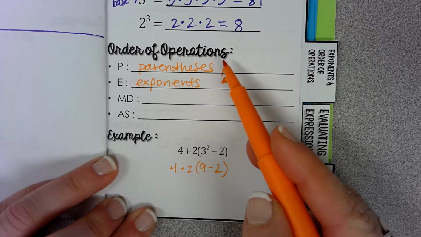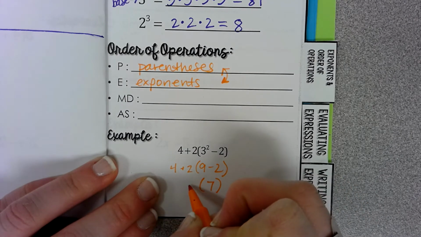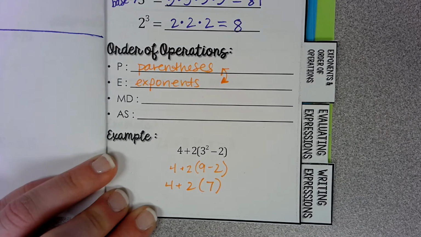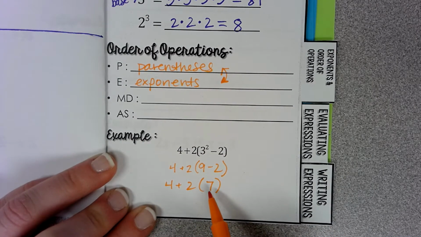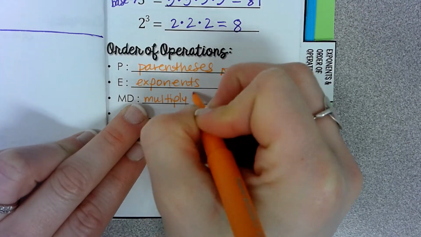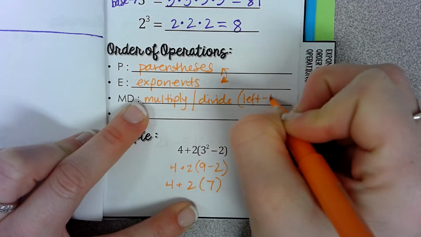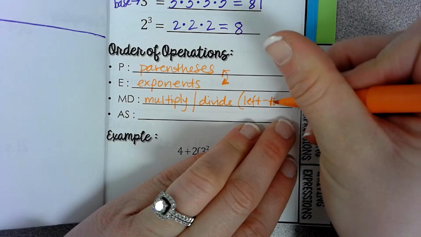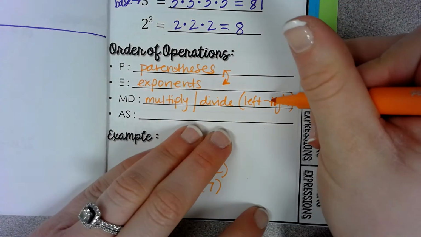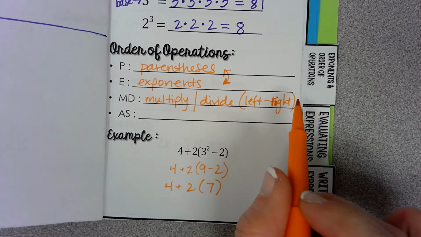Now I can solve what's in parentheses. Well, what is 9 minus 2? That is 7. So I'm going to still put it in parentheses, but I'm going to put my 2 on the outside and have this here. Okay, so then after you've solved everything in parentheses, you now move on to multiply or divide. And this is left to right. That will become a little more apparent as we go on here. But just remember, multiply or divide are your next step, left to right.